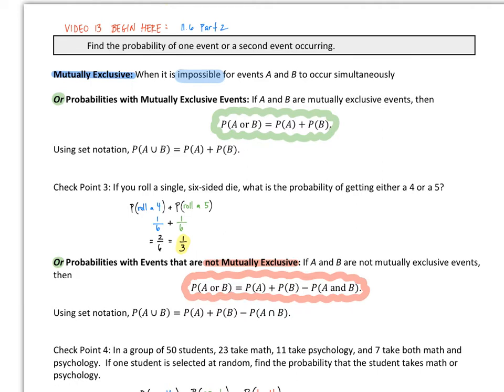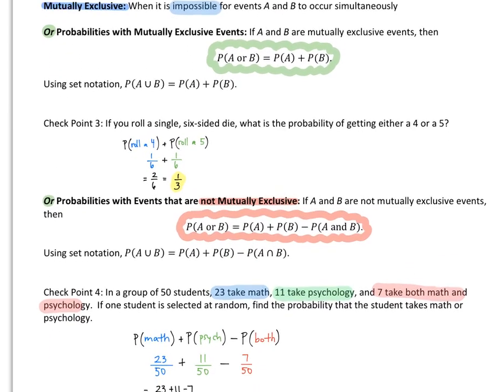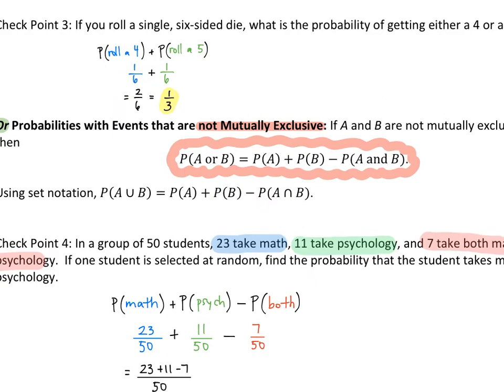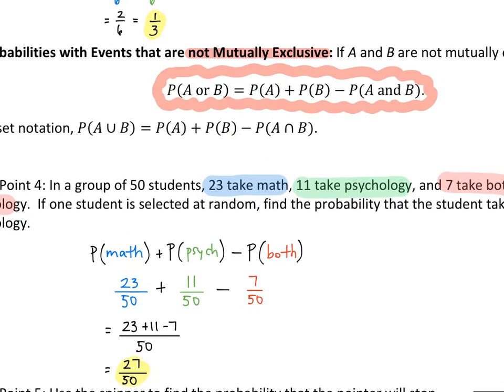If we take a look, here's the probability of just taking math. 11 people out of 50 taking psychology, but then we have this overlap. 7 people take both math and psychology. So what's this going to look like with our setup? Well, let's take a look. I want to know the probability of taking math, and we're going to add that to the probability of taking psychology, but then we have to subtract the probability of both of these events occurring at the same time.